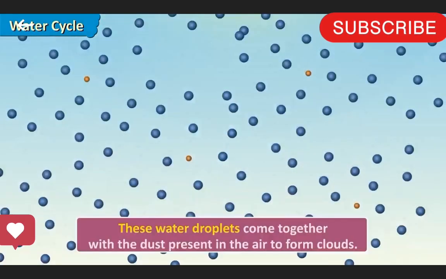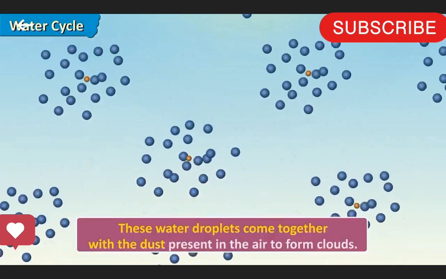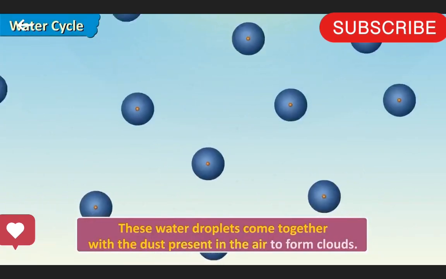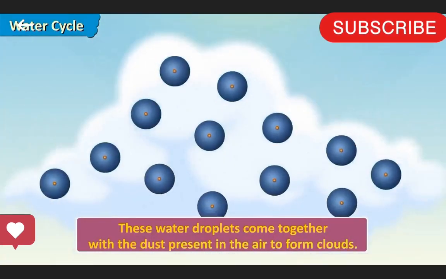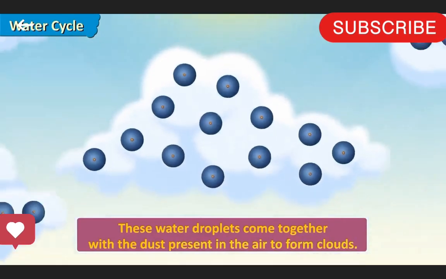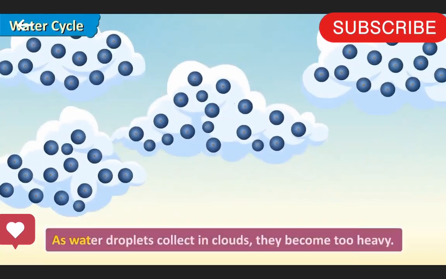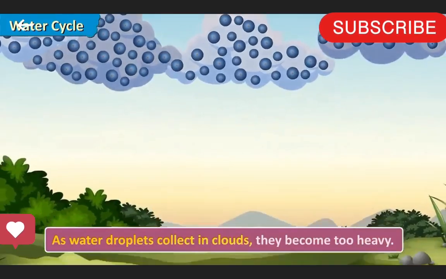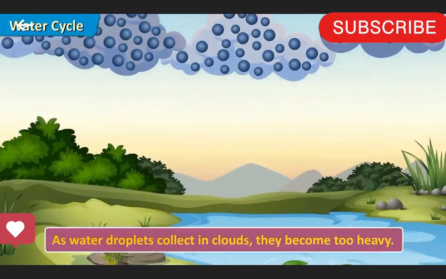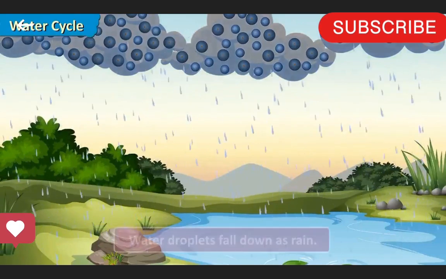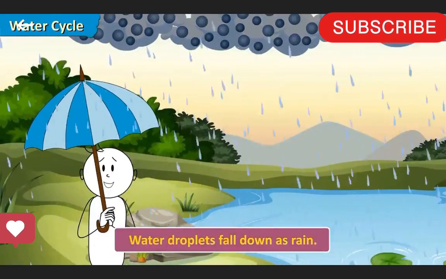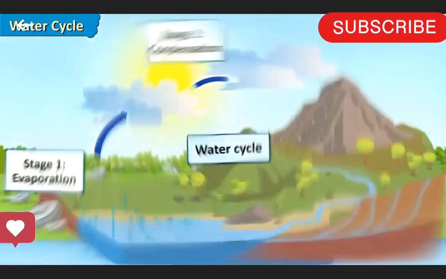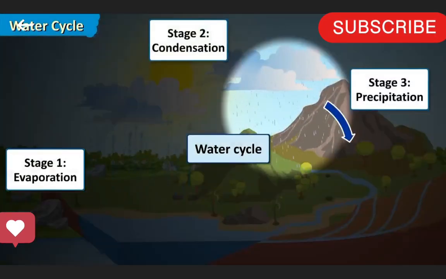These water droplets come together with the dust present in the air to form clouds. As more and more water droplets keep collecting in clouds, they become too heavy and hence fall down as rain. This is called precipitation. Precipitation is the third stage in the water cycle.